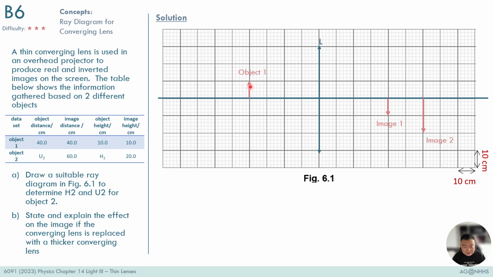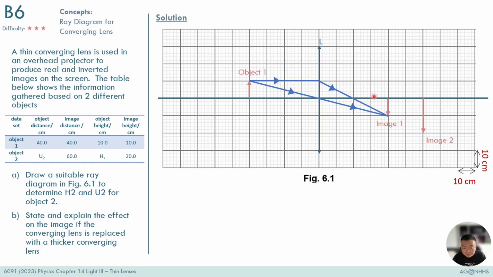I draw it to scale. So this is 10 cm height and 40 cm away. Same for image 1. So I will first connect the object image with a light ray. Alright, so this is the light ray. And then I will do a second light ray. And this actually tells me where the focal point is.